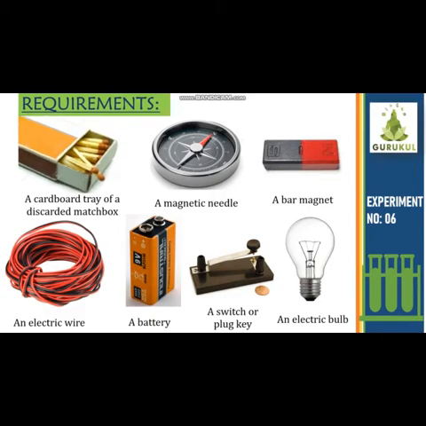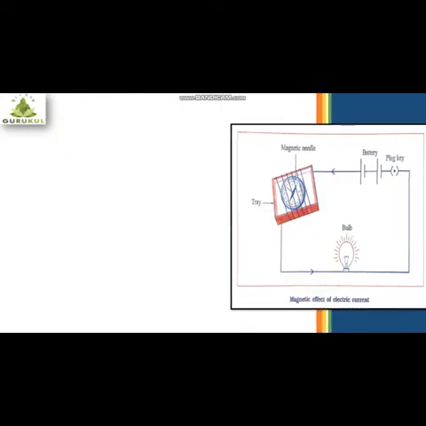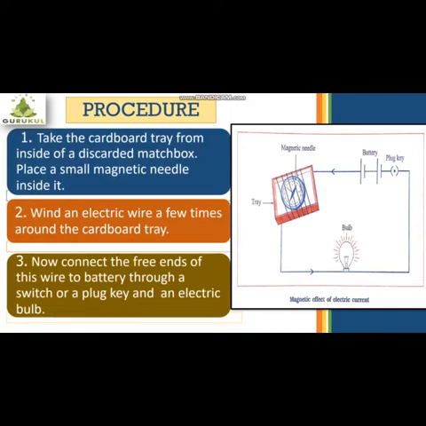What are the requirements? Let us see one by one. I want a cardboard tray of a discarded matchbox, a magnetic needle, a bar magnet, an electric wire, a battery, a switch or a plug key, and an electric bulb. So these are my requirements. Let us see the arrangement, how we are going to arrange this. Please observe the figure, students. This is the figure we have in the textbook.